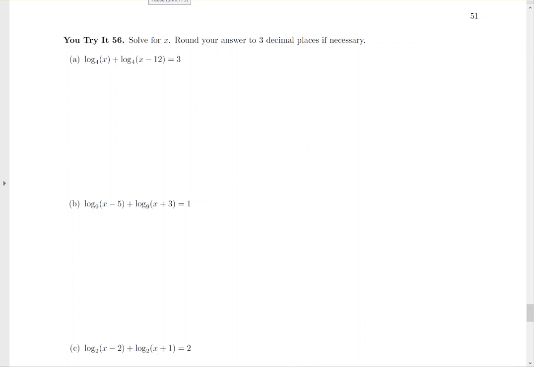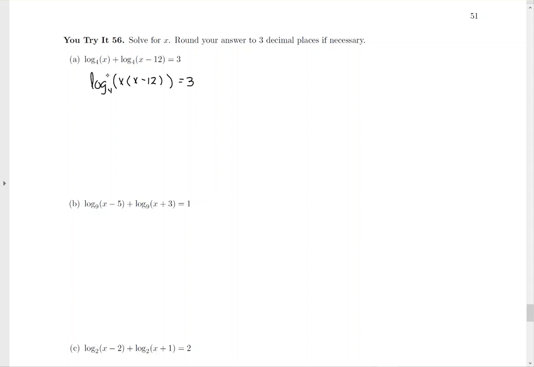So we're going to apply what we learned about condensing logarithms into solving for x. When you solve for x, you should end up with a number, an x equals something. Our first step is to condense the logarithms. When I have addition between two logs, that's going to be multiplication within a log. So it's going to be x times x minus 12 equals 3.